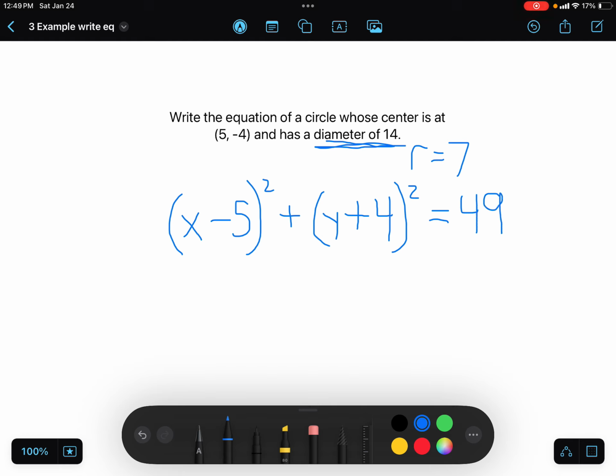And again, you can see the signs are opposite. This is a minus, but it indicates an x coordinate of the center of positive 5. And these are negatives as well. They are opposites as well.